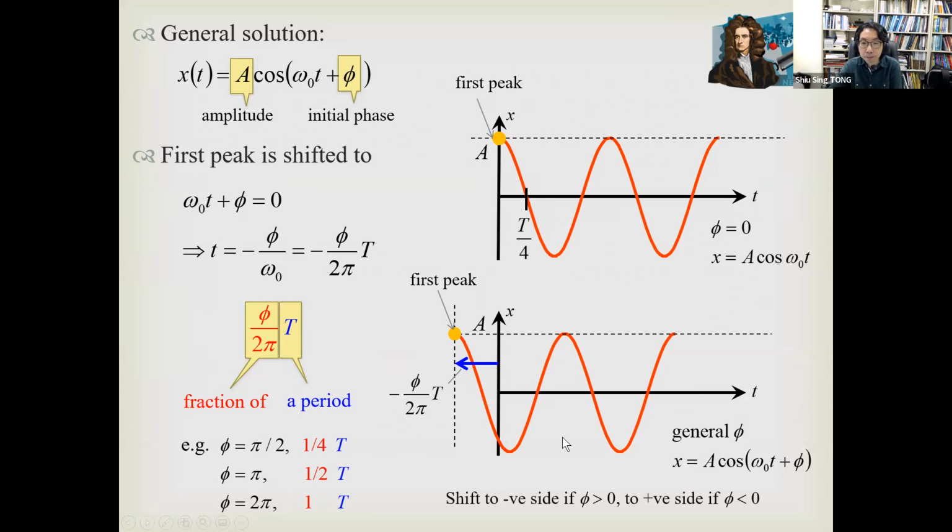Now, this diagram is drawn by assuming that phi is positive, meaning the curve is shifted in the negative t direction. If you have a phi that is negative, then the curve will be shifted in the opposite direction, the positive t direction, by the same amount. You take the absolute value and calculate this amount, and this is the number of periods that you have shifted.